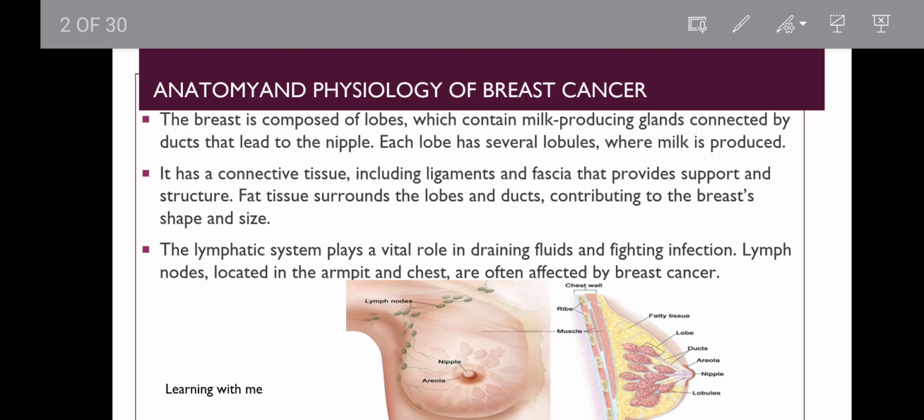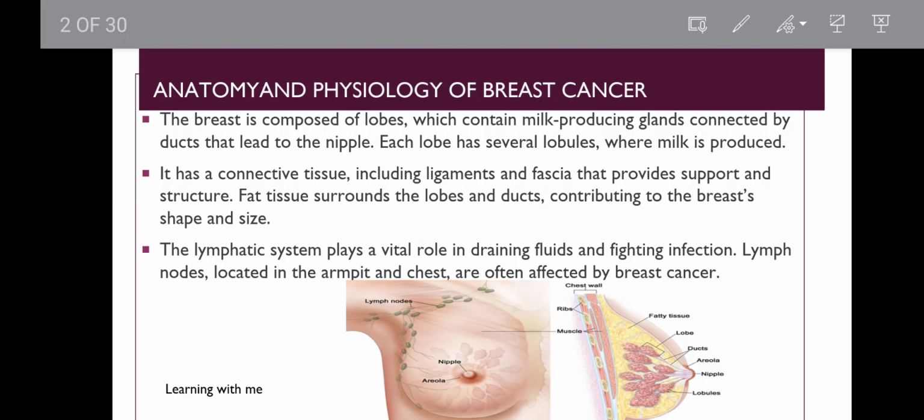Anatomy and physiology of breast cancer. The breast is composed of lobes which contain milk producing glands connected by ducts that lead to the nipple. Each lobe has several lobules where milk is produced. It has connective tissue including ligaments and fascia that provide support and structure. Fat tissue surrounds the lobes and ducts, contributing to the breast shape and size.